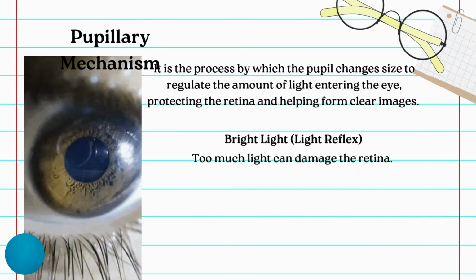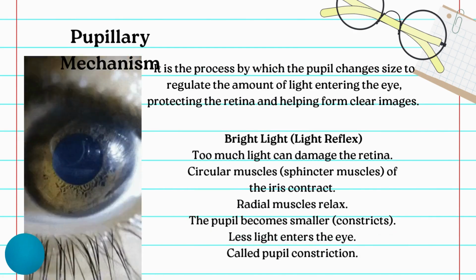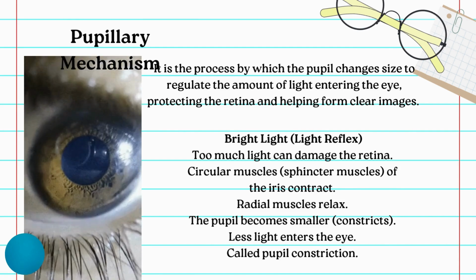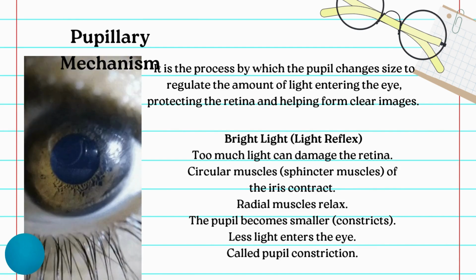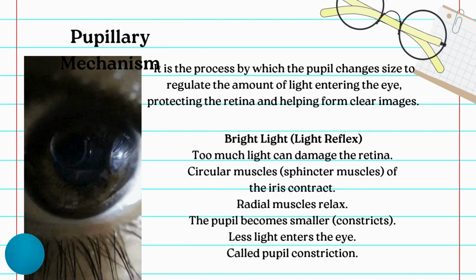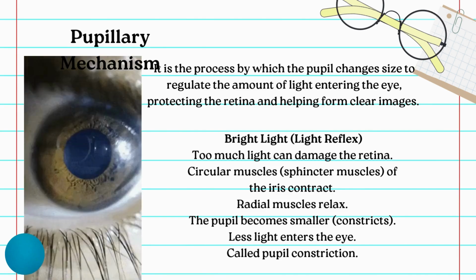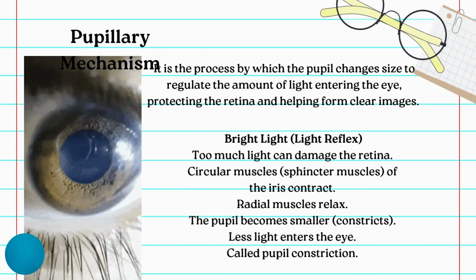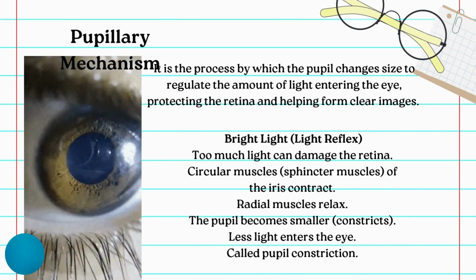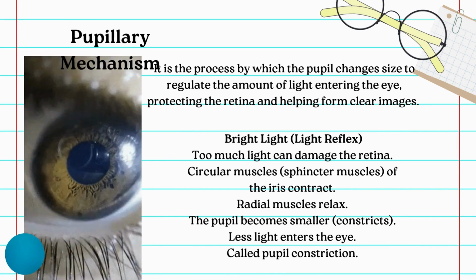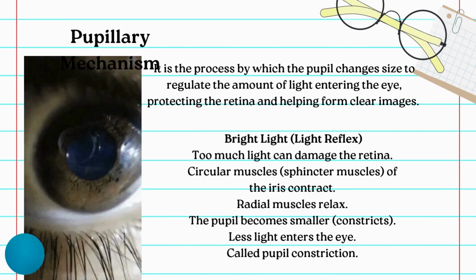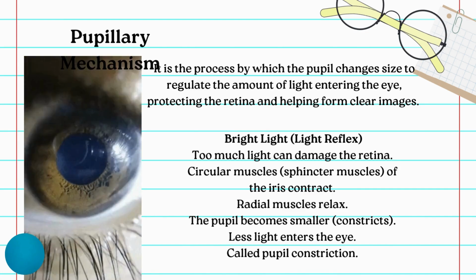And then we have the pupillary mechanism, which is basically the change in size of your pupil to regulate the amount of light that is entering your eye. So let's say you are in a brightly lit room. Maybe let's say you go outside. It's a sunny day, so the sun is out. So what happens is that there's too much light because you're outside and it's a sunny day.